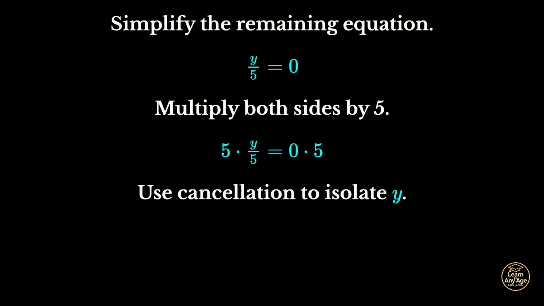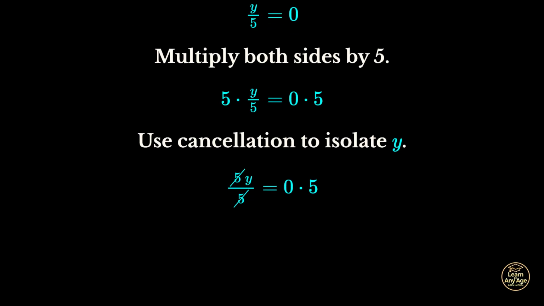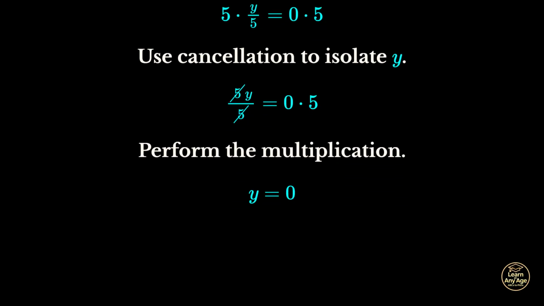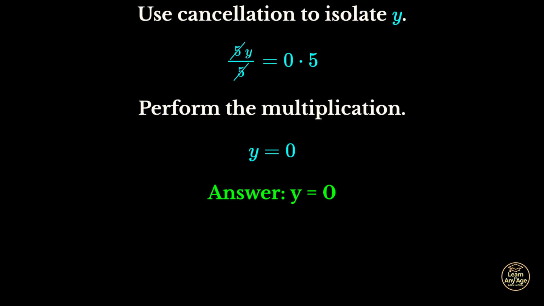Use cancellation to isolate y. 5 cancelled out, y over 5 cancelled out, equals 0 times 5. Perform the multiplication. Y equals 0. Answer, y equals 0.